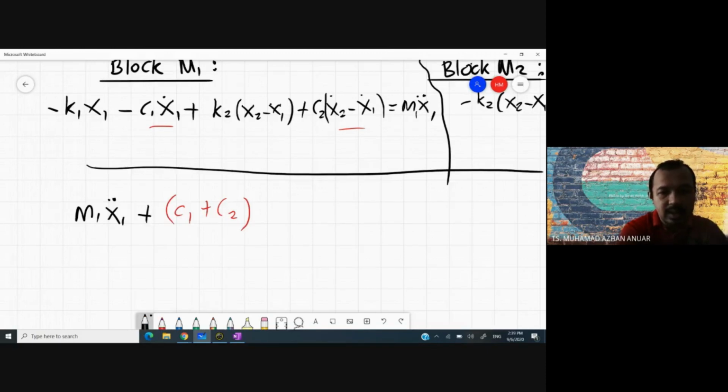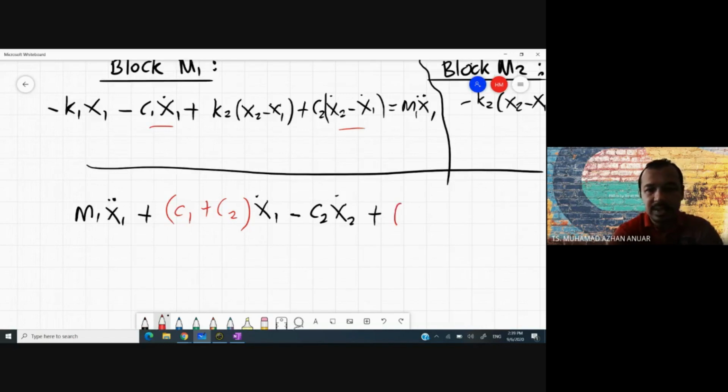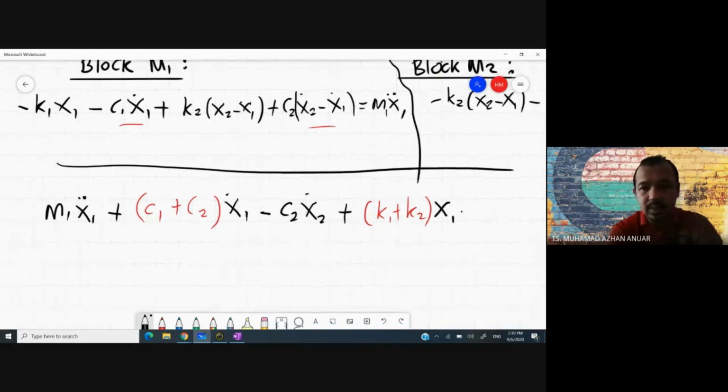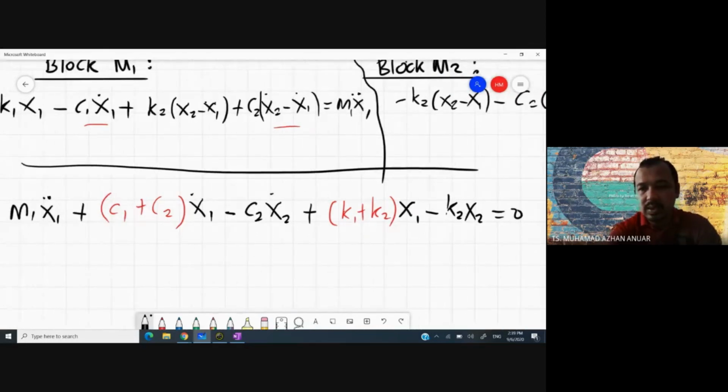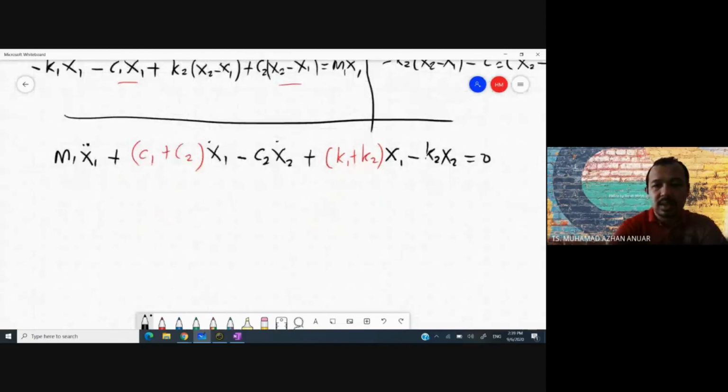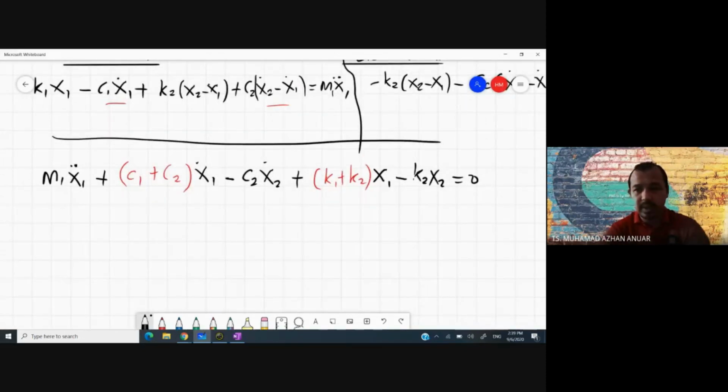And then you have X dot 1 minus C2 X dot 2 plus, for the combination part I use the red color, you have K1 plus K2 times X1, and then minus K2 X2, that is equal to 0. Let's make it smaller. That is equation number 1. Let's mark it as equation number 1.